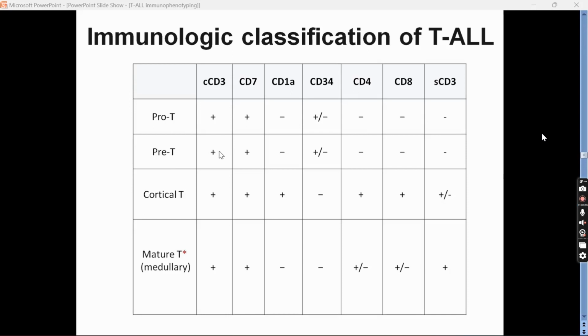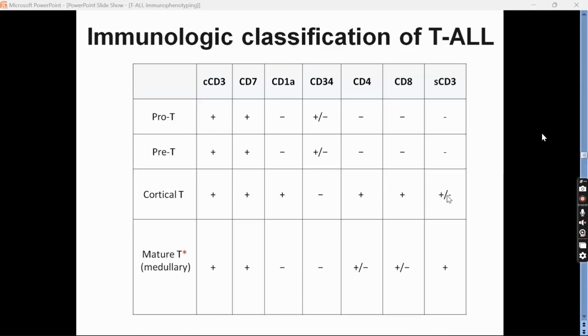Pre-TALL is the next stage where you can have cyto CD3 positivity, 7 positivity, 34 again. So these two have a very similar phenotype, and I would club these two as early type TALL. I'm afraid to use that word early because you may confuse it with ETP-ALL. ETP is much earlier than early TALL. So this is something like early TALL arising from early T cell precursors. Whereas cortical is a stage where you start getting 1A, and it will be double positive, 4 and 8.